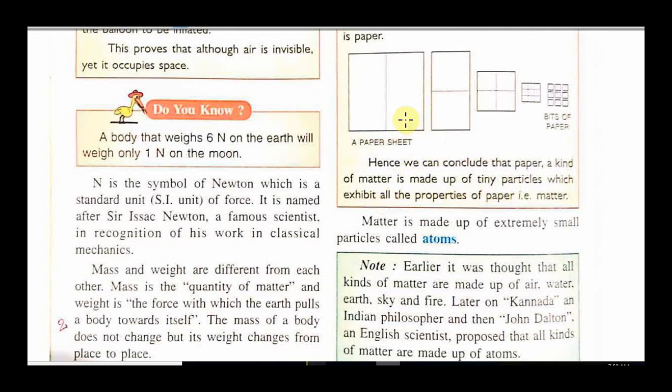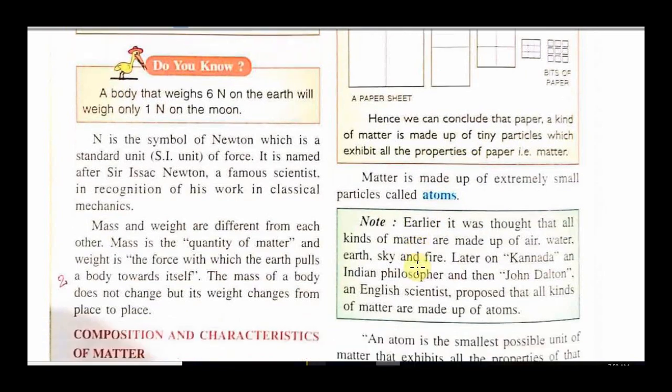It means this bigger paper will be similar to these smaller bits of paper. So matter is made up of extremely small particles called atoms. Now look at this right hand side note box.